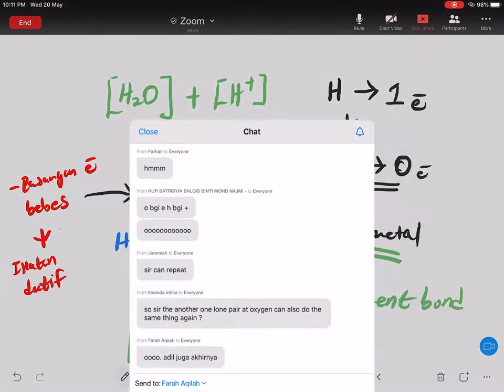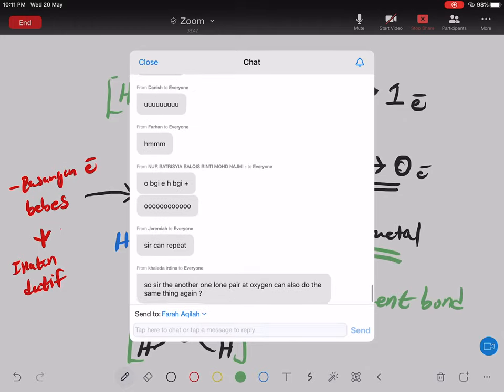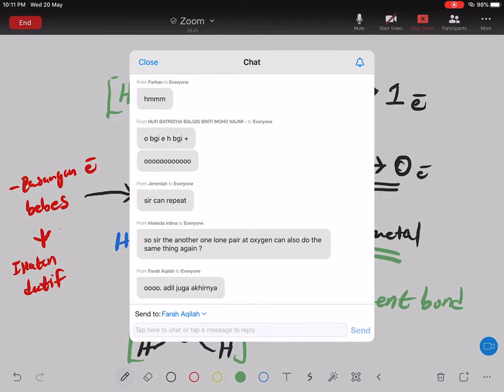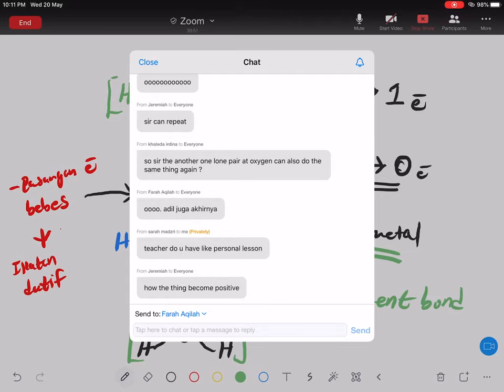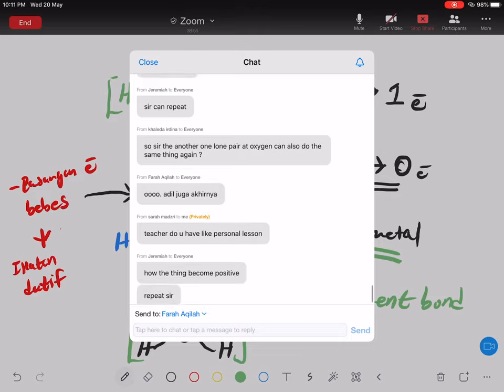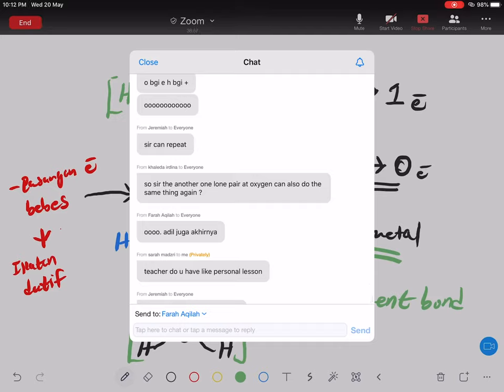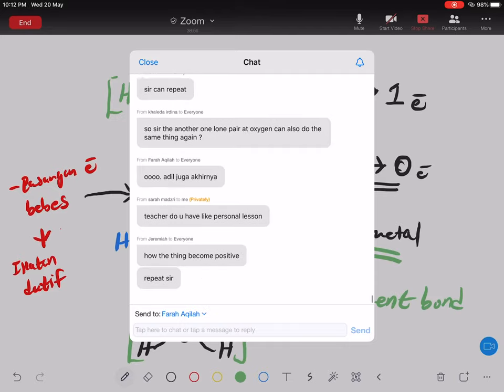Sekejap. Tak adalah, adil, boleh je. So, sir, the another lone pair electron at the oxygen can also do the same thing again. Okay, very good question. It cannot. I will explain a bit later. Why cannot?